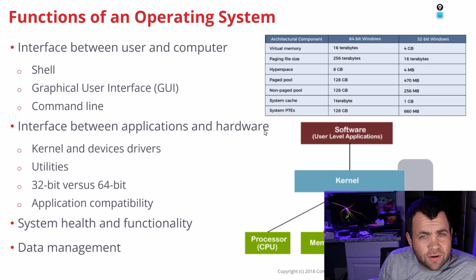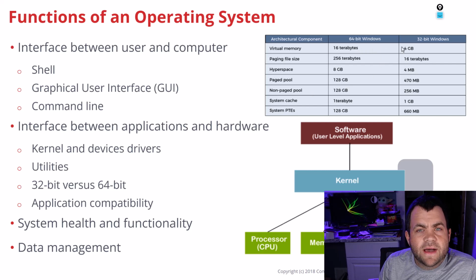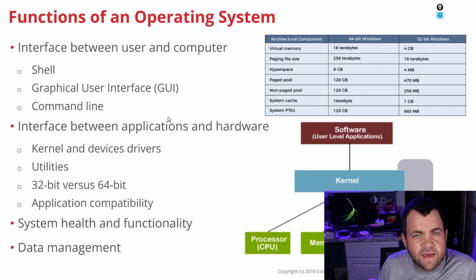So when it comes to operating systems, you also have to take into consideration this idea of 32-bit versus 64-bit. The biggest difference between the two is the amount of memory that you have access to. You can see here on 32-bit Windows, it only has access to 4 gigabytes, whereas if we have 64-bit Windows, we have 16 terabytes, okay? So even if you put 16 terabytes in your machine and you had a 32-bit operating system, you'd only be able to utilize 4 gigabytes of that, okay? So that's really the biggest thing.